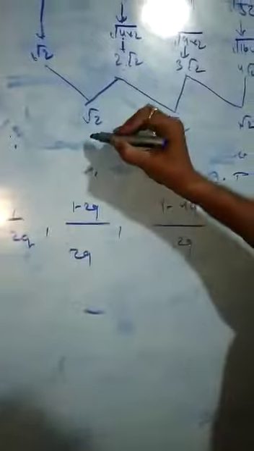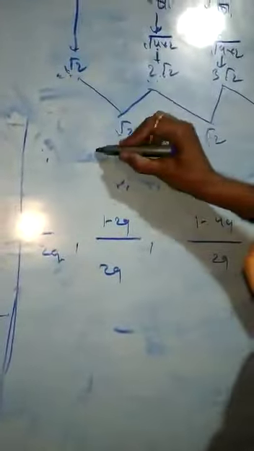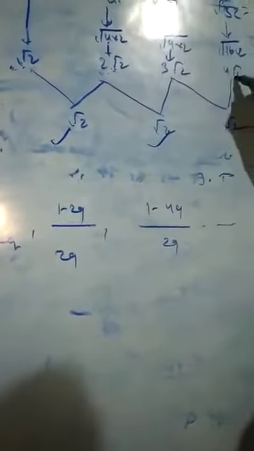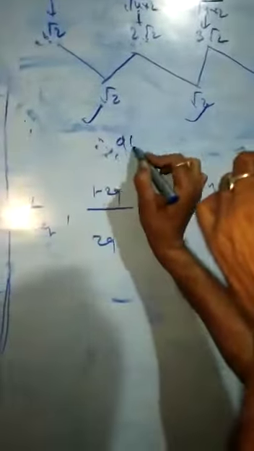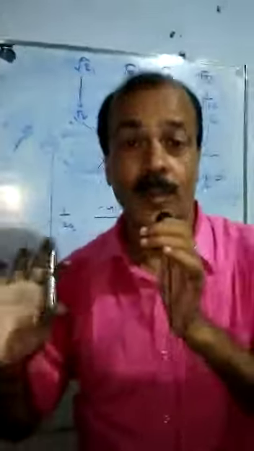What do we see? The difference between the second term and the first term is root 2. Third term to second term is root 2. Fourth term to third term is root 2. Therefore, it is also in AP. Okay. This was an example of numerical values.